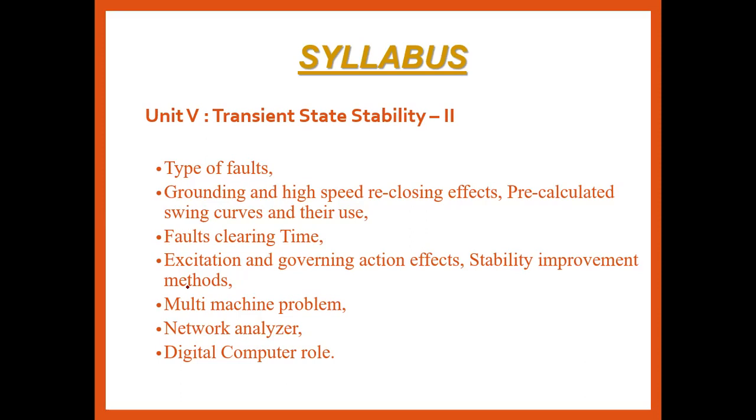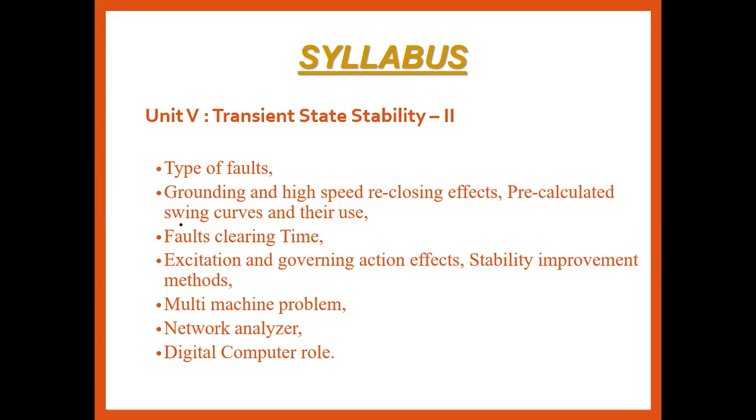Then the excitation and the governor action effect on transient state stability, and steady state stability improvement methods related to transient state stability, which is very important with reference to unit number 5 that we have to discuss. And the multi-machine problem and the network analyzer and digital control computer role, this is also content in unit number 5. So let us discuss one by one all the content of unit number 5.